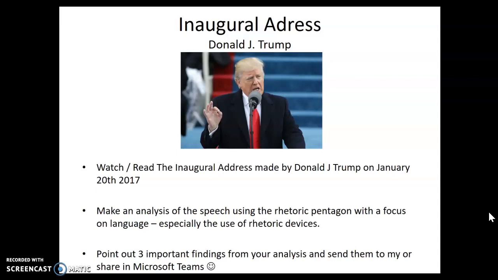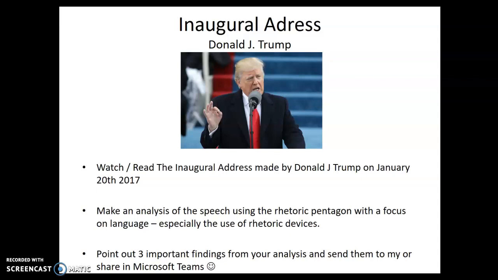I'll just show you in a bit where to find the text and also watch the address. It's about 20 minutes long. I want you to make an analysis of the speech using the tools that I've just given you, this rhetoric pentagon with a focus on language. And you don't have to hand in your work. I think that you've handed in enough and I don't actually have time to go through all of it.